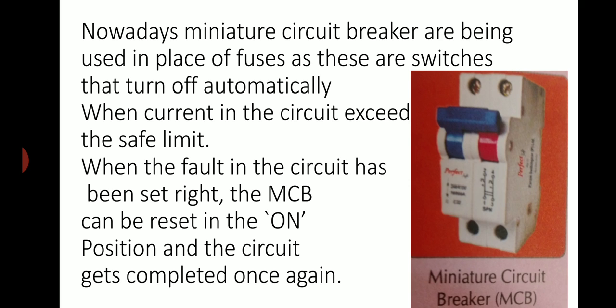When the fault in the circuit has been set right, then the MCB can be reset in the on position, and the circuit is once again complete. Thus, unlike a fuse which can be used only once and has to be replaced when its wire melts and breaks, the same MCB can be reset manually to restore electricity supply.